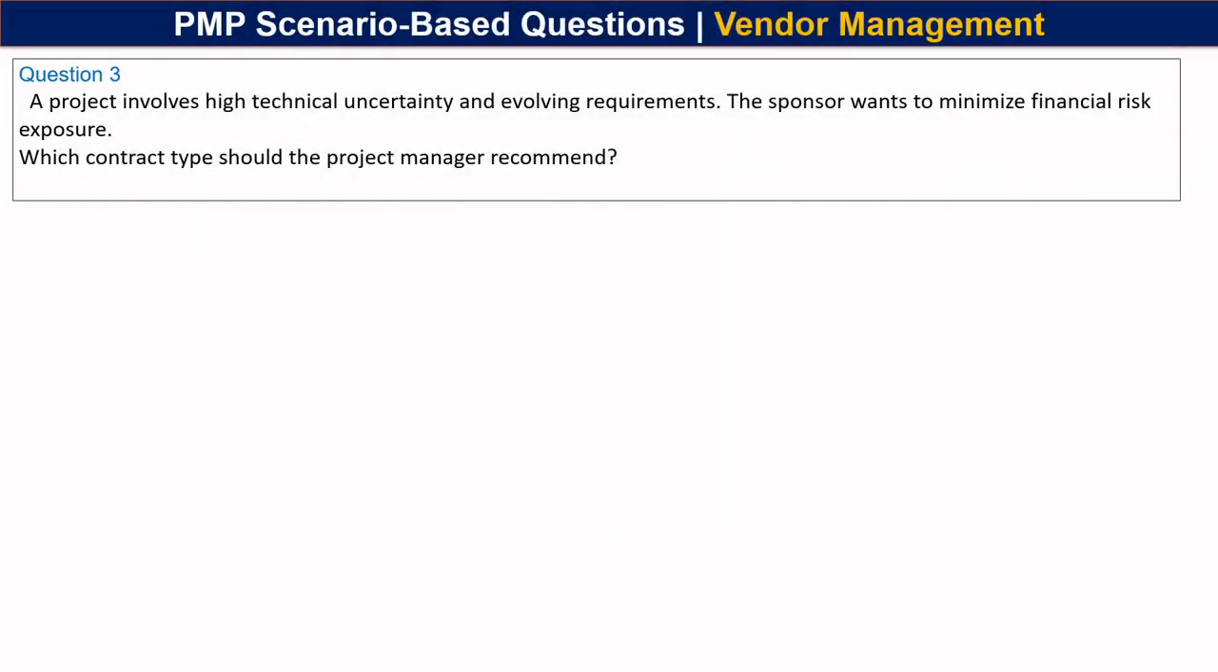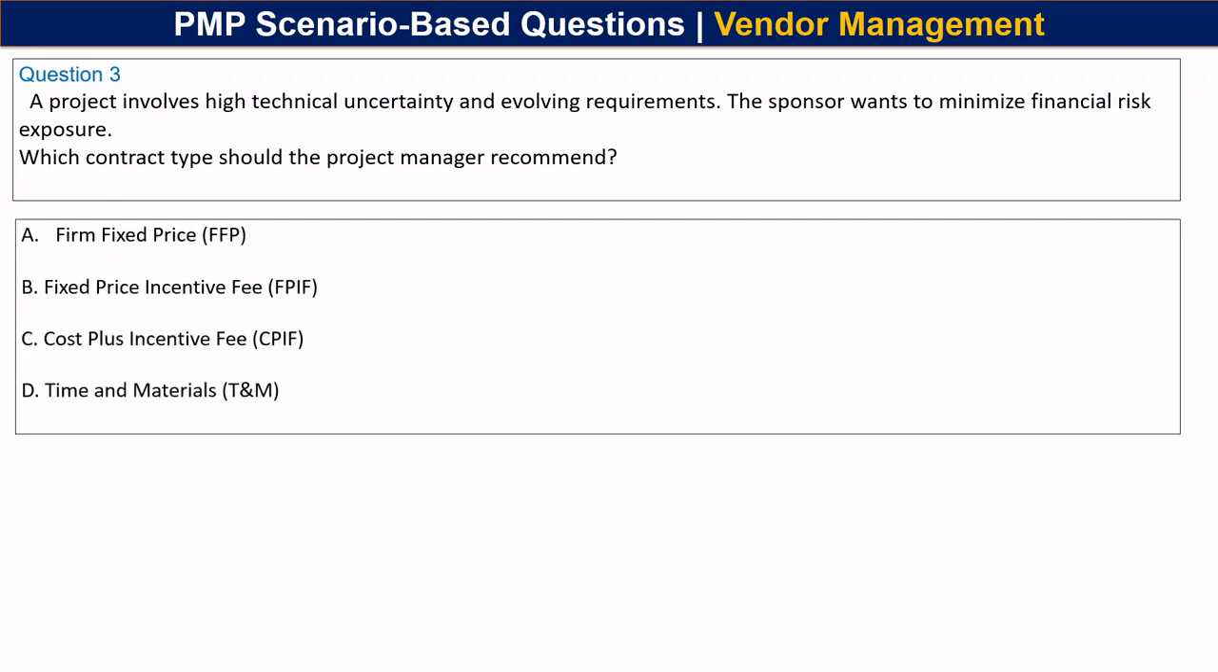Question 3. A project involves high technical uncertainty and evolving requirements. The sponsor wants to minimize financial risk exposure. Which contract type should the project manager recommend? And the options are A. Firm fixed price, B. Fixed price incentive fee, C. Cost plus incentive fee, D. Time and materials. The right answer is option C.